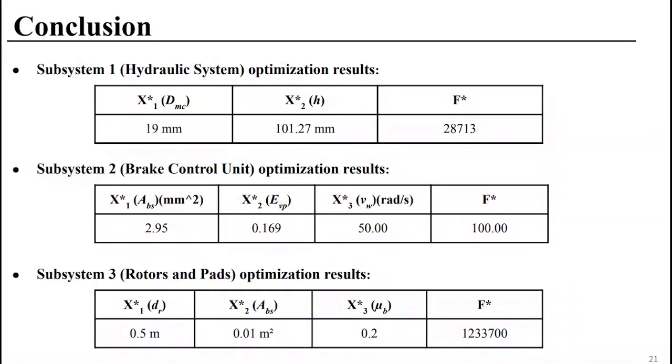To summarize everything, after following the optimization procedure for each subsystem, we have arrived at the following optimal values for different variables involved. We also have shown the corresponding optimal function value, which remains consistent across different runs.